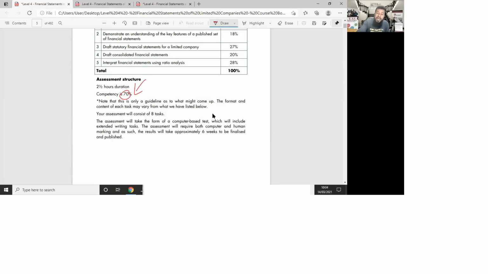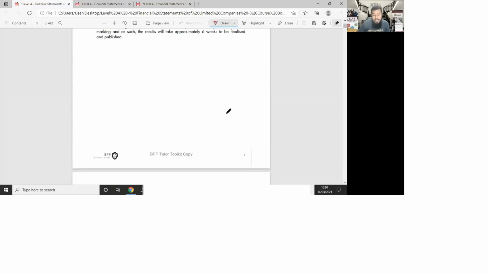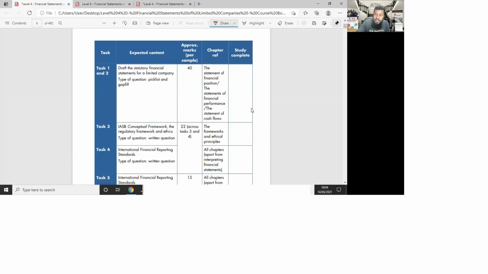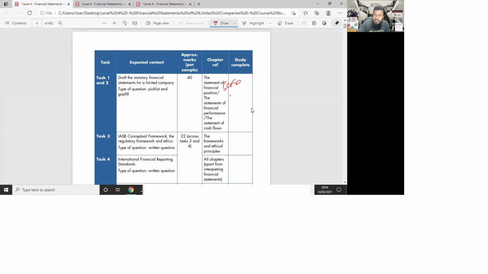And how many tasks are there? You need to complete 8 tasks. How many tasks? 8 tasks. And what are the tasks? Let's check it out. These are the tasks. Task number 1 and 2 are basically your financial statements. SOFP, SPL, and cash flow. Out of these 3, 2 questions are going to come, which is task number 1 and 2, for 40 marks.